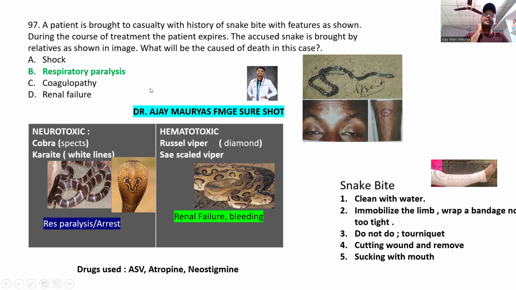The most common cause of death in the neurotoxic snakes is respiratory paralysis. For the hemotoxic, guys, it is renal failure or bleeding. You see the diamond-like pattern. Always remember, one question is always asked from snake bite: you have to clean with water, immobilize the limb and wrap a bandage, not too tight. You must not press tightly because it will spread through the lymphatics also.